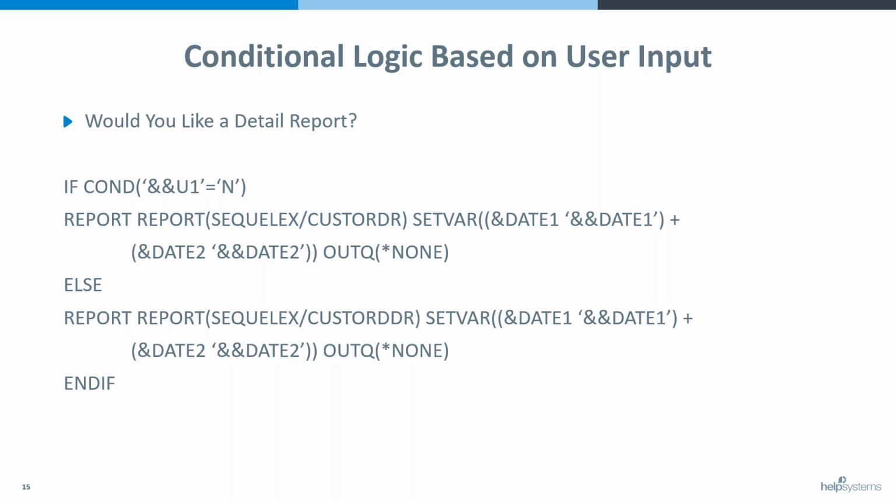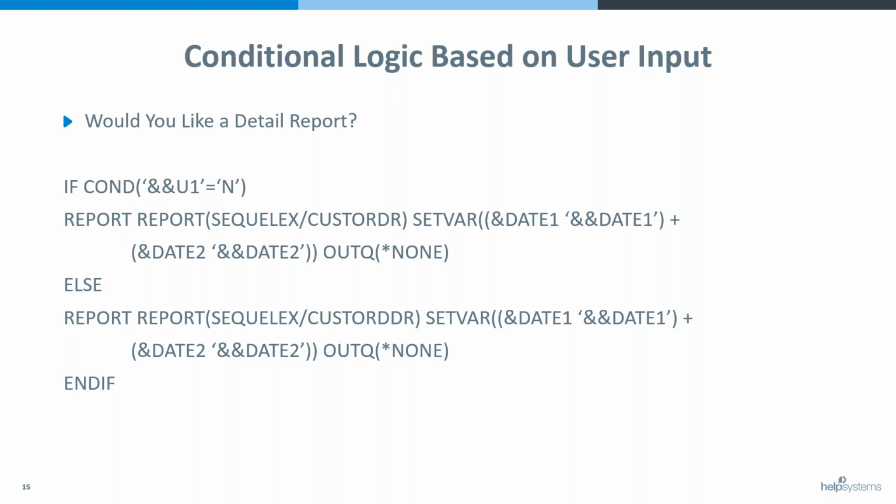This is an old, now I want to say old, but a very trusty host report. And we put out Q* none just in case it's run at a command line or in the green screen environment or even from viewpoint, because it will delete the spool file when it's done. Then we say else, run this other report. Same date range, they're named very similarly, different by one letter, using the same date range, and then we do the end if.